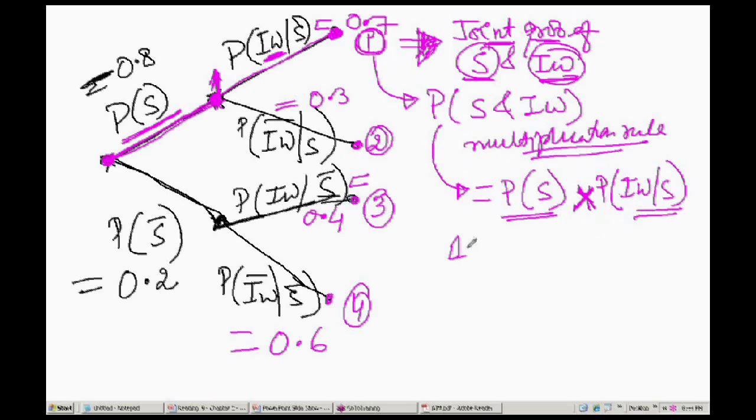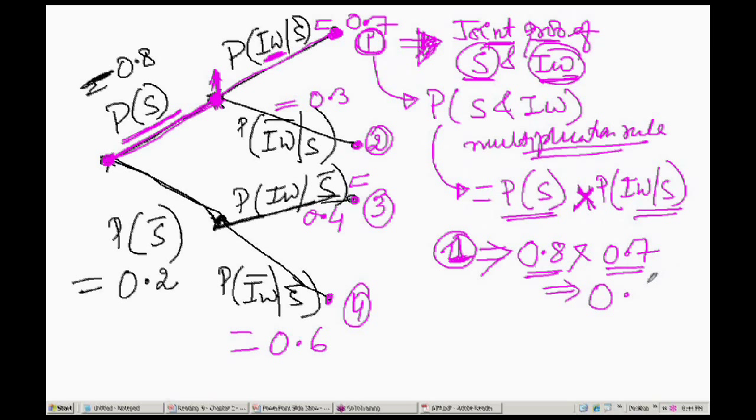So what is the probability of node 1 happening? It will be equal to 0.8 into, can I say, 0.7? The probability of node 1 will be 0.8 into 0.7, which is 0.56. So the probability that India will win and Sachin will play is 0.56. This is what we call joint probability, the joint probability of Sachin playing and India winning.